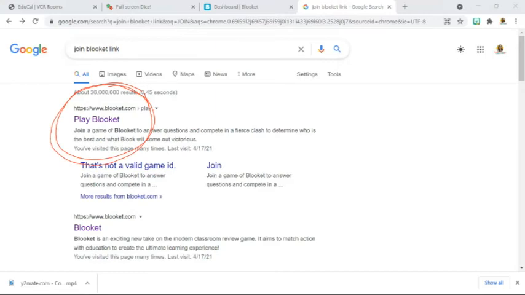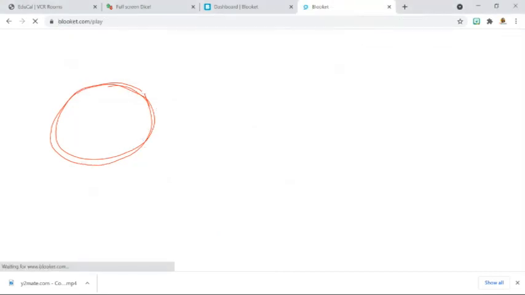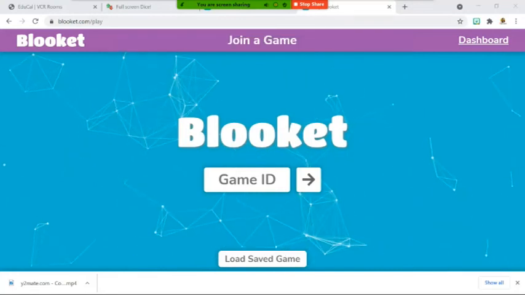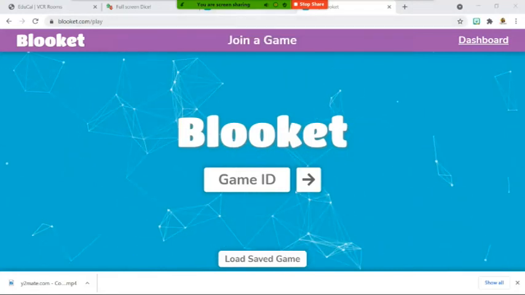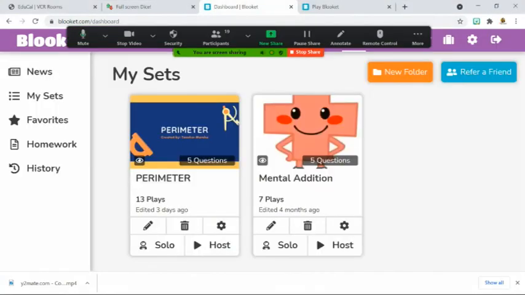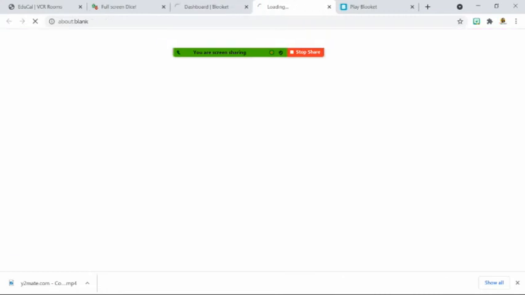Then click this one, play Bluecat, and you will be redirected to this page. You will be asked for a game ID. I will try in my phone and I will show you. Let me give you the game ID now. Here's the game ID, class.